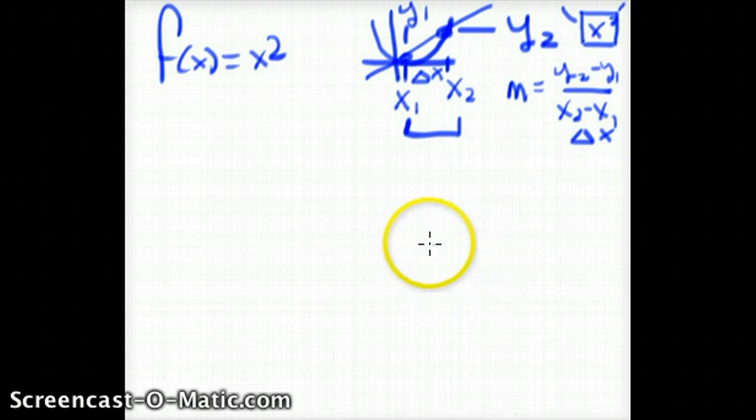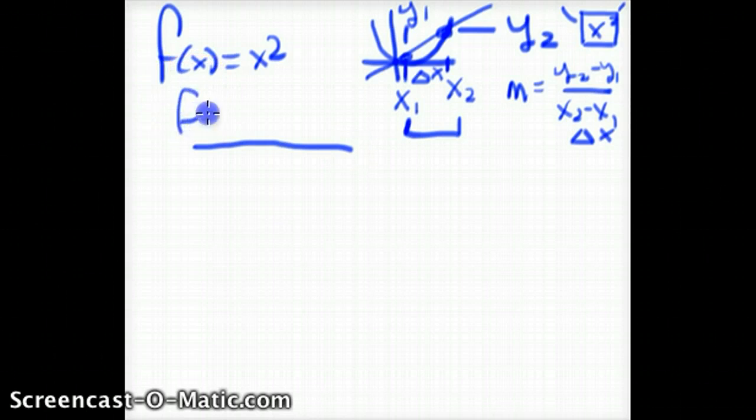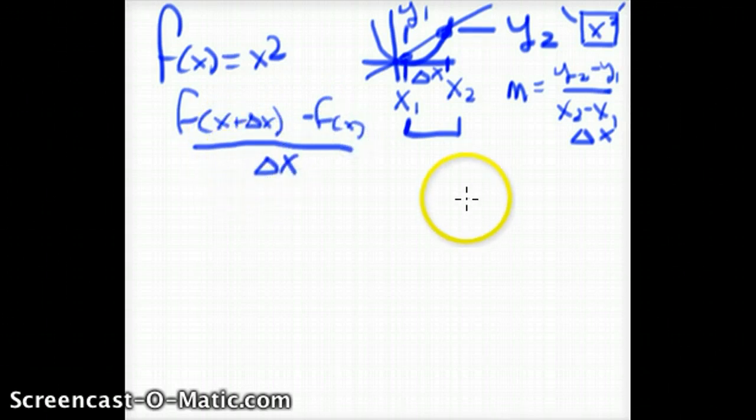So what we could do is use the idea of slope and do what is called the difference quotient. Now I know you've seen this before, but now we could actually use it, which is exciting. Now the difference quotient is just the change in the y over the change in the x.